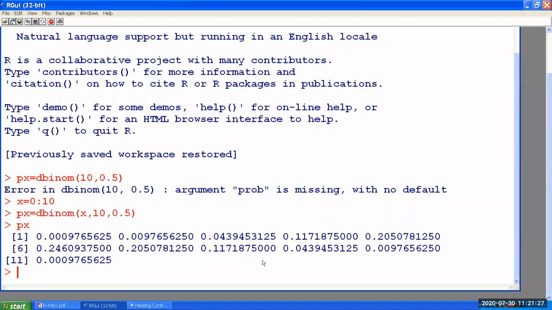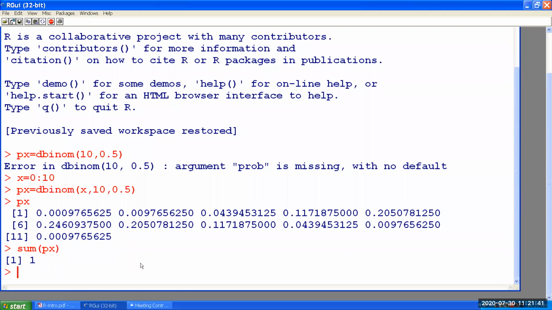Now you can see these are the binomial probabilities. You can see these are symmetric also, because we have given p is equal to 0.5. And you can check it, sum of px. You can see that is the one. So this is how to obtain all the binomial probabilities for a given n is equal to 10 and probability is equal to 0.5.